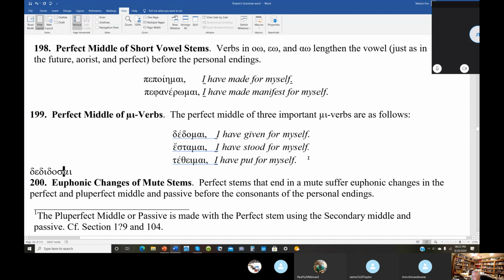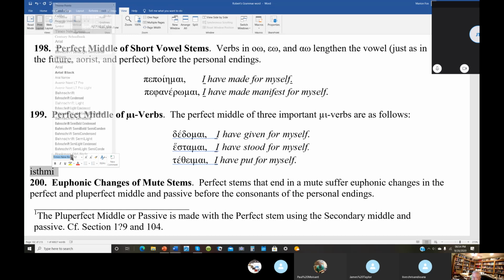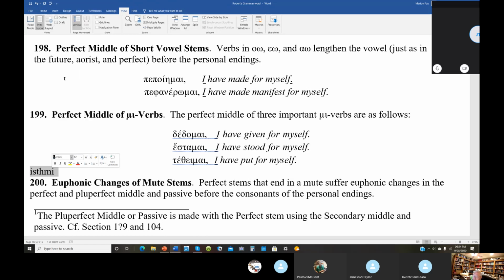And this is from histemi. So I'm going to get rid of this right here. And let's go back. Let's get rid of all that. Histemi. Now we need a rough breathing on that first one, so I don't have it here. Sorry. I can get it, but it takes me a while to get it. So it should have a rough breathing here.